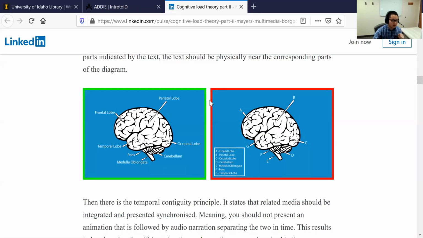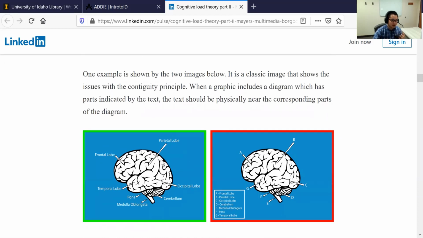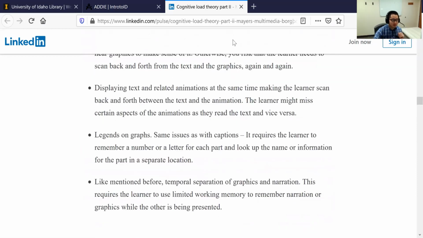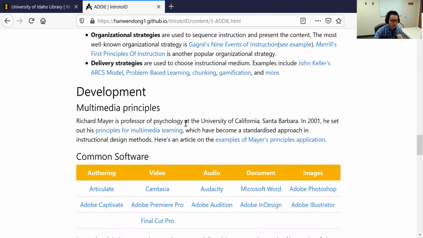And the same with the contiguity principle. So basically it's just placing the words next to the relevant graphics. So this is a graph identifying the different parts of the brain. And so this is another example of how to do it. But if you label the different parts by A, B, C, D, E, F, G, the students need to go back to this little box. And so there's an actual extra layer of mental processing that they need to perform. There are also other strategies as well, but we won't have time to go through all of them, but feel free to check them out.